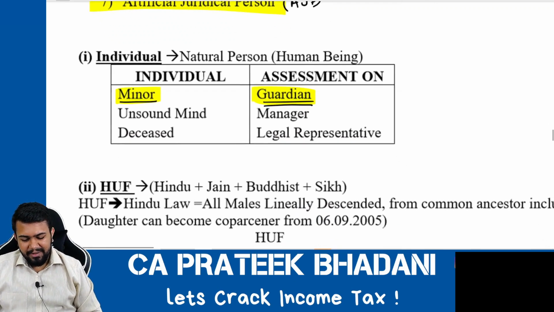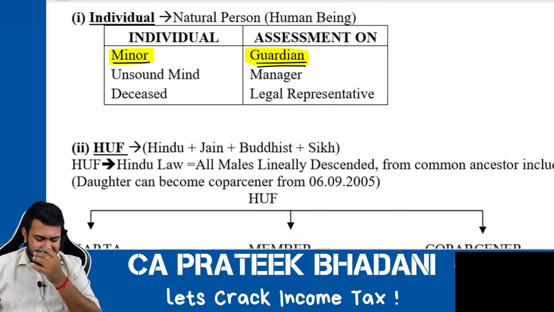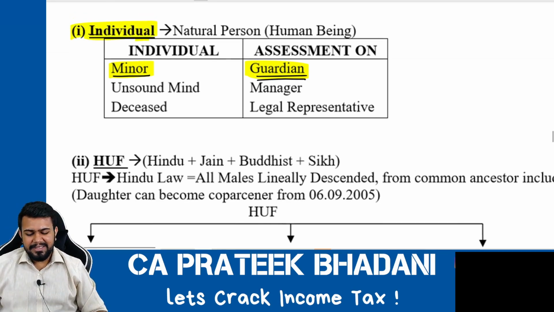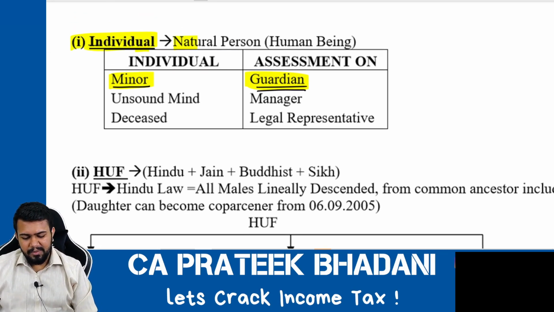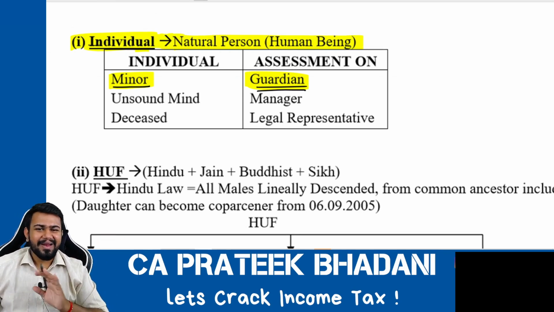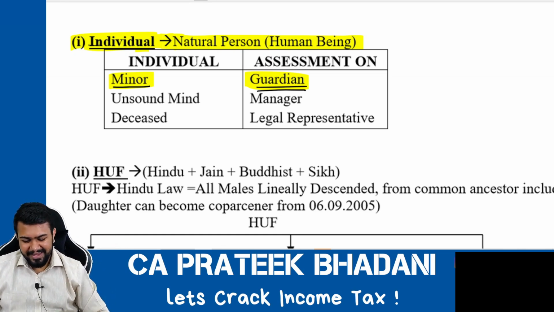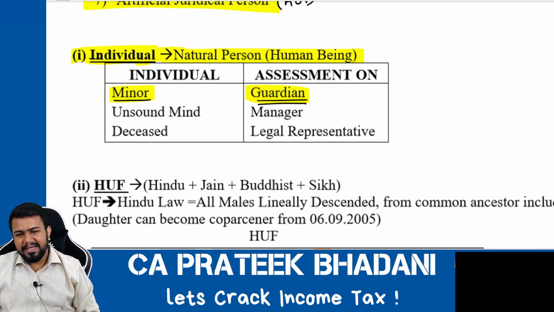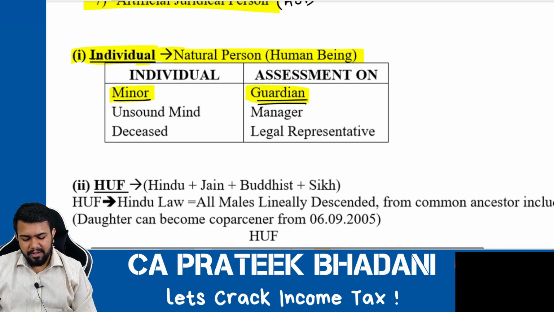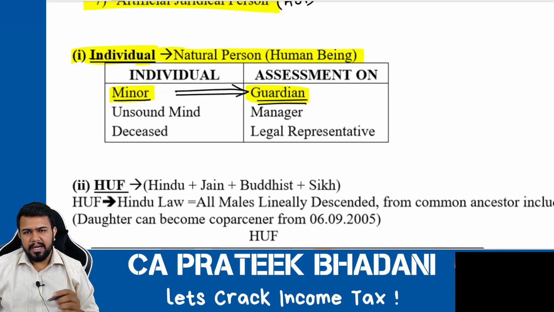Fine. Now let us come to the first type of person, and that is individual. Individual only we can understand in the most easiest manner. It means natural people. Human beings are individuals. So every single human being is considered a person. No one can escape. Okay. However, if an individual is a minor, then I already told you the assessment will be done on whom? Assessment will be done on guardian.